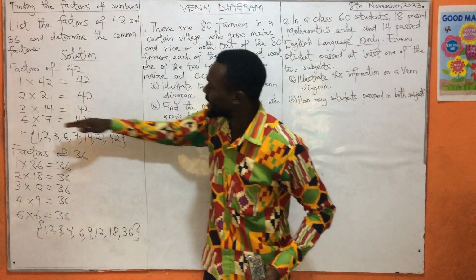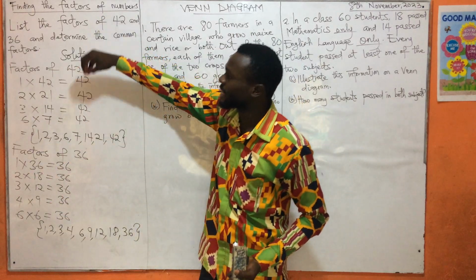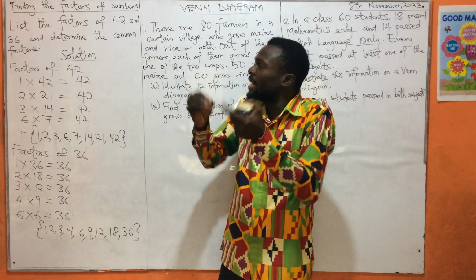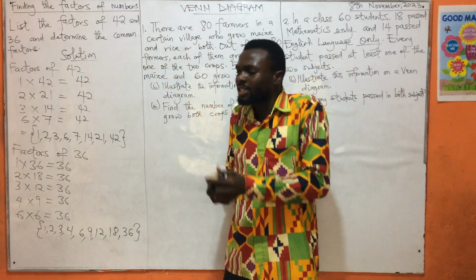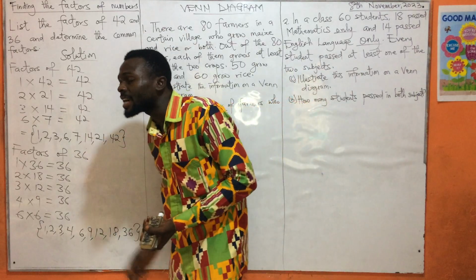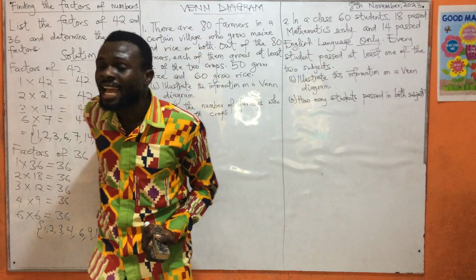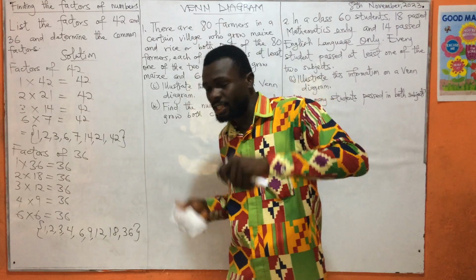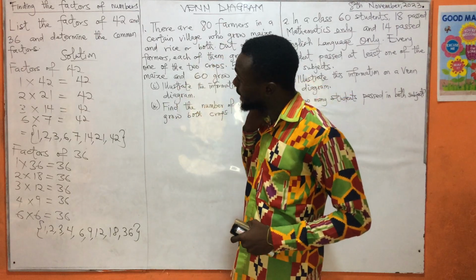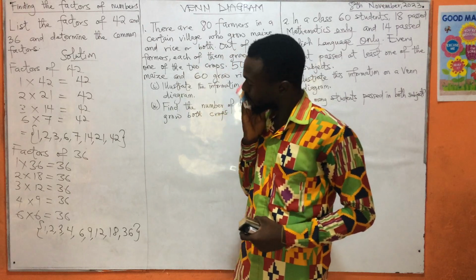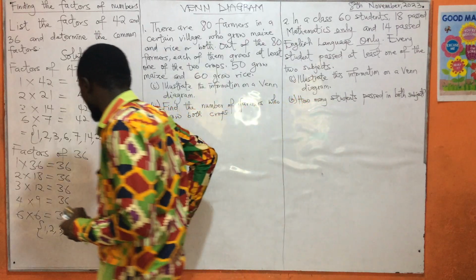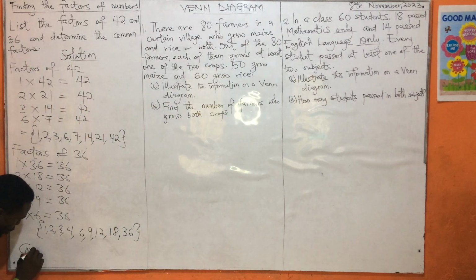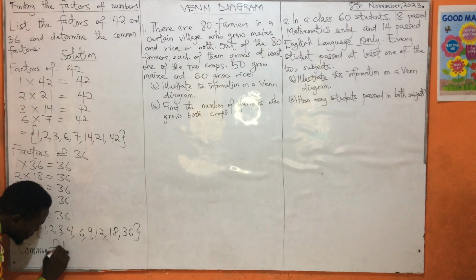Of 36 and that of 42. Now the question said, after listing the factors, determine the common factors. Okay? So what are common factors? Common factors are simply the factors that we can see in 42, and we can also see those same factors in 36. Good. So let's try to figure them out. So here, you can write: common factors.